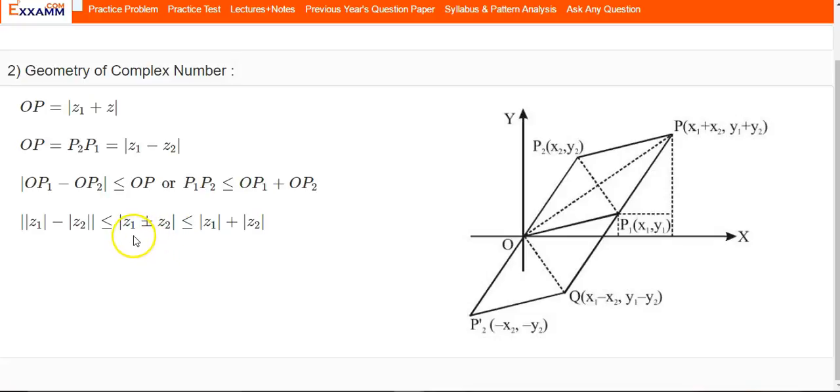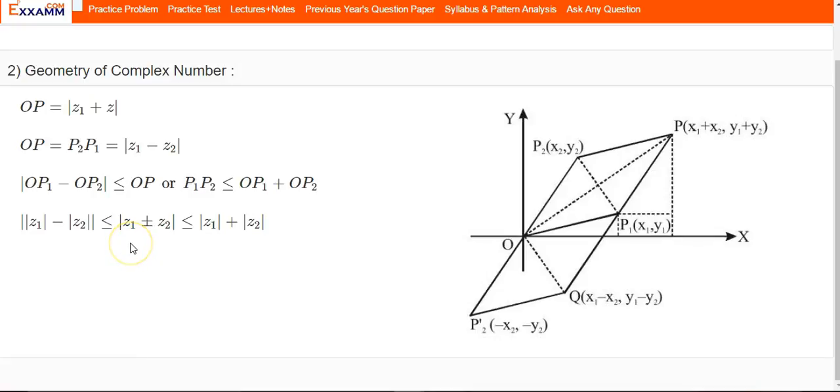So we get this triangle inequality, that modulus of Z1 plus minus Z2, whether it is plus or minus, is always greater than or equal to the difference of the moduli of the two numbers, that is modulus of Z1 minus modulus of Z2 whole modulus, and it is also less than or equal to modulus of Z1 plus modulus of Z2.